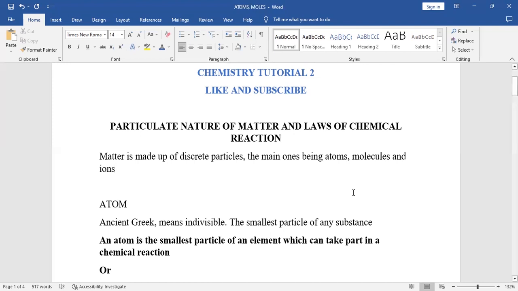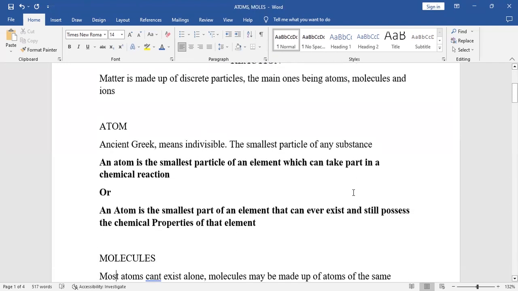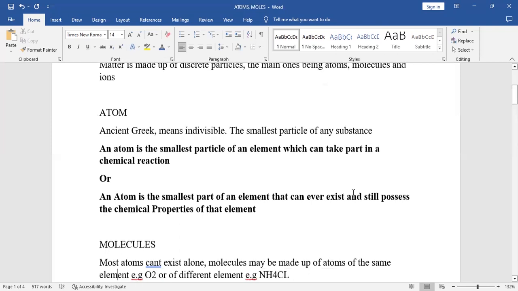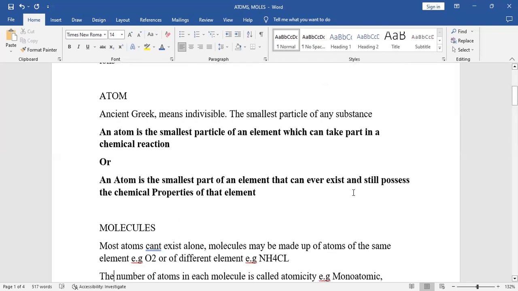Okay, so we'll go one by one on these things. What's an atom? The ancient Greeks were the first to use the word atom, and they believed that when you slice something and continue slicing until you can slice no more, the smallest part of a substance is the atom. So the atom is defined as the smallest particle of an element which can take part in a chemical reaction. A better definition is that it's the smallest part of an element that can ever exist and still possess the chemical properties of that element.